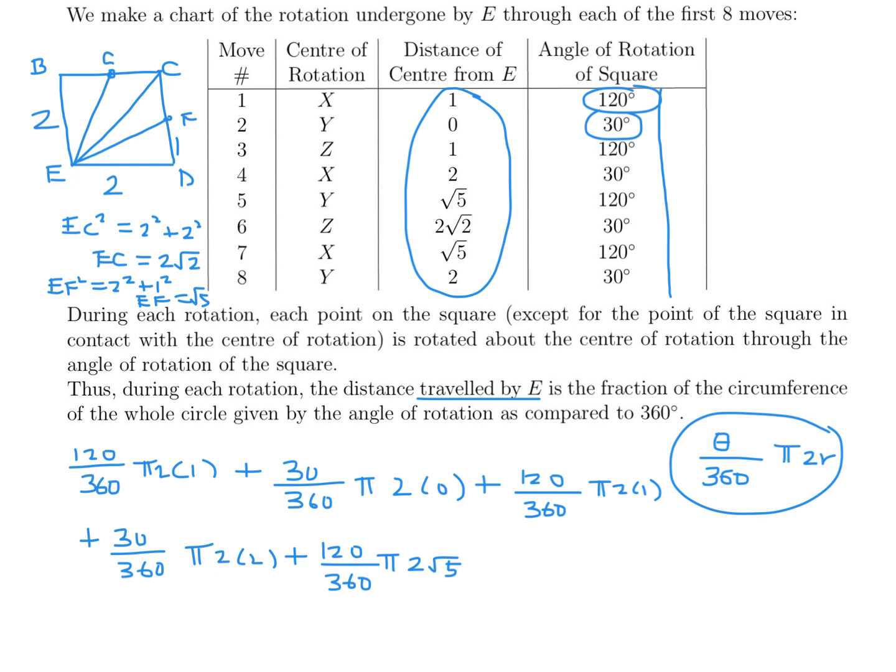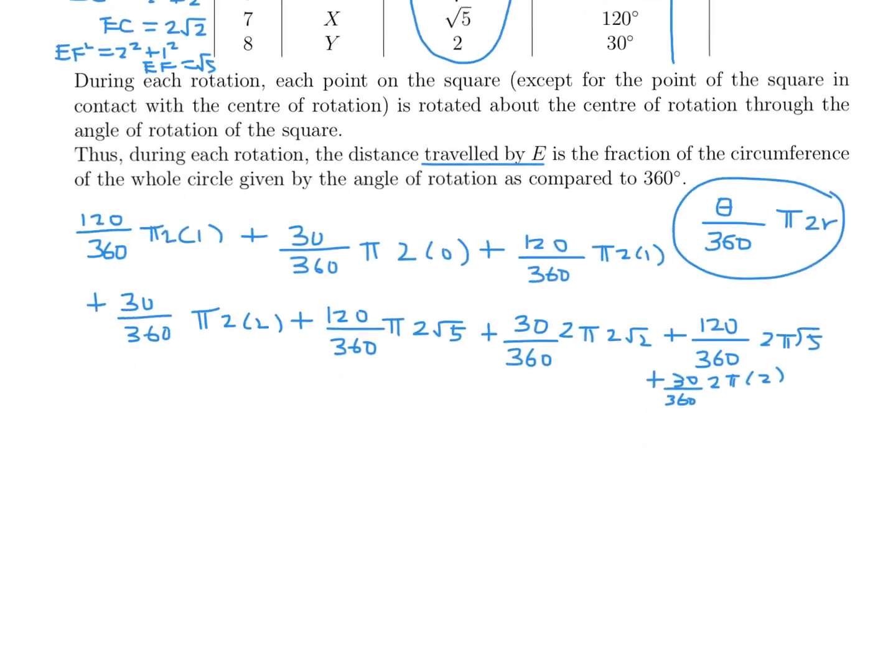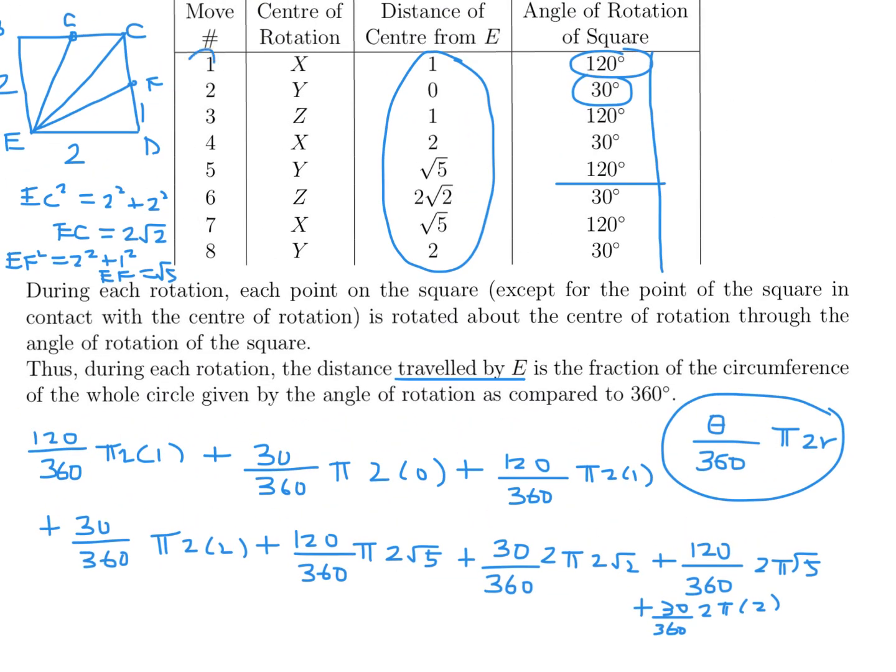How many have I done so far? 5, right? Yeah, I've gone to here. So I've got 3 more. The next one would be 30 over 360 times 2 pi times 2 root 2. And then 120 over 360 times 2 pi times root 5. And then finally the last one, 30 over 360 times 2 pi times 2. All right, great. But that's only 8 moves. We have to do 24 moves.